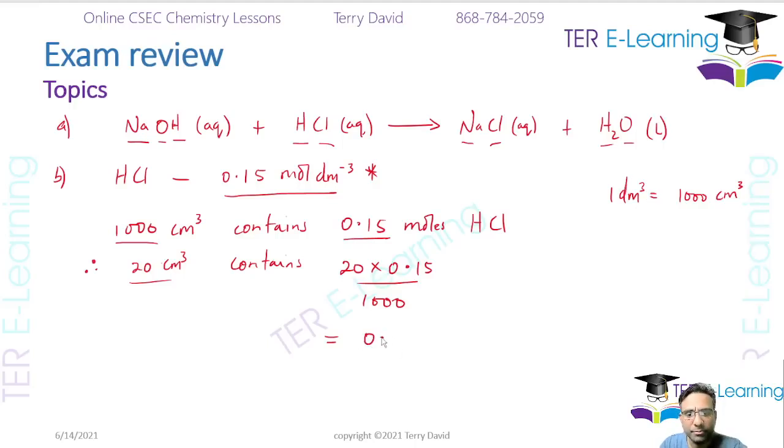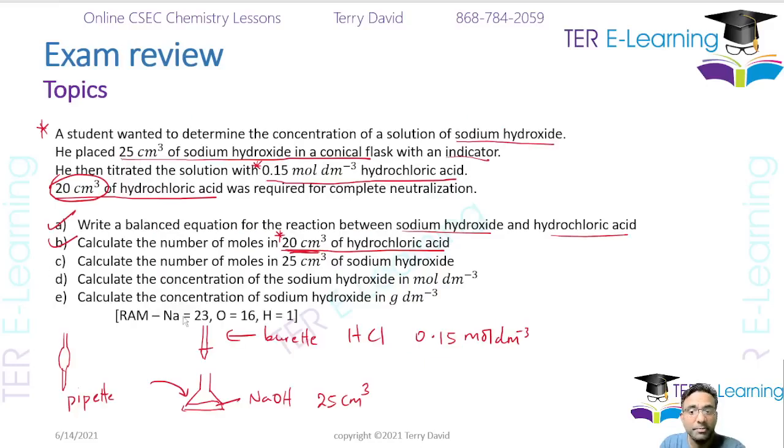So you're going to get 0.003 moles HCl. Now that calculation there is pretty straightforward. For all you know, they may give you either 1 or 2 marks for that calculation. So that's part B. So just like that, we've completed part B.